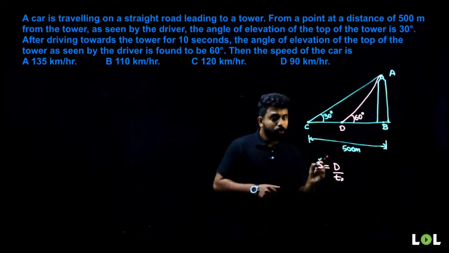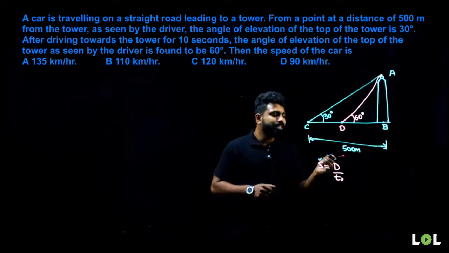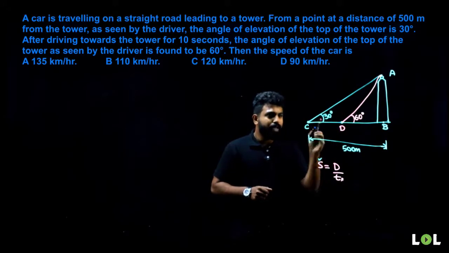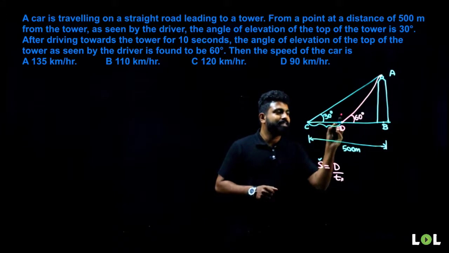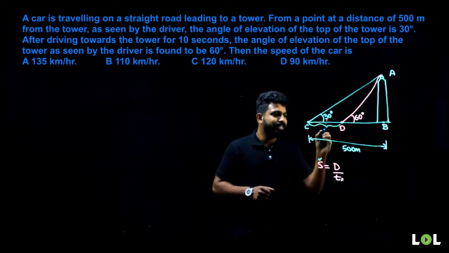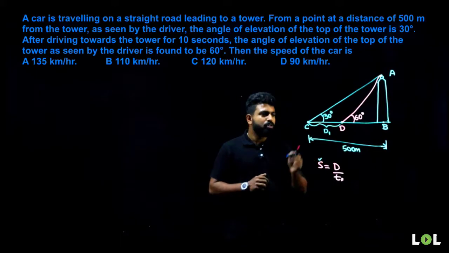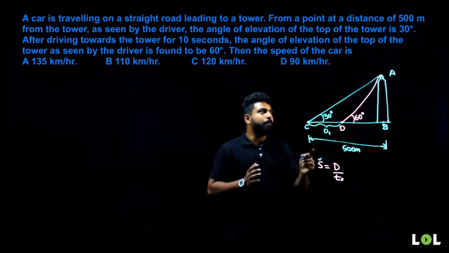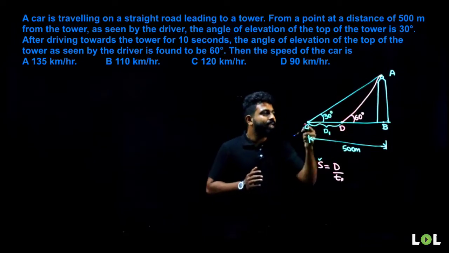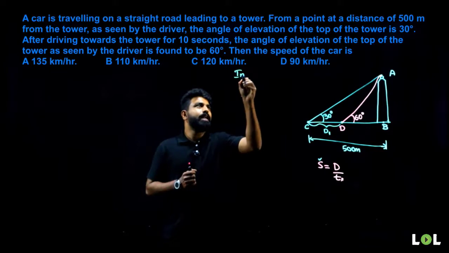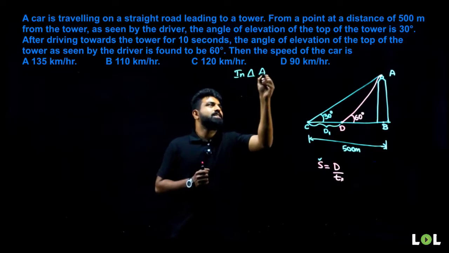So now, do we know the distance? No. What is the distance that's traveled by the car? First, the car was at the point C. Now the car has traveled to point D. So we need to find this distance here. I'll call this as D1. So this is the distance that we need to find out. So how do we find out? First, let me take up this triangle, triangle ACB. So first I'll consider the triangle. In triangle ACB.